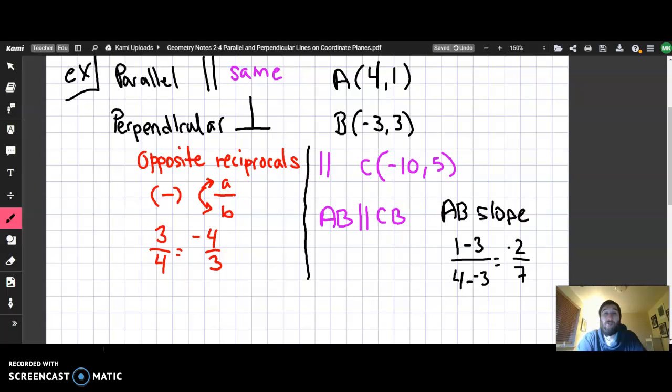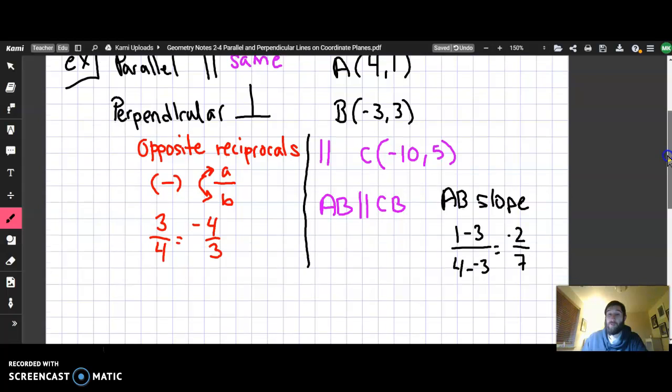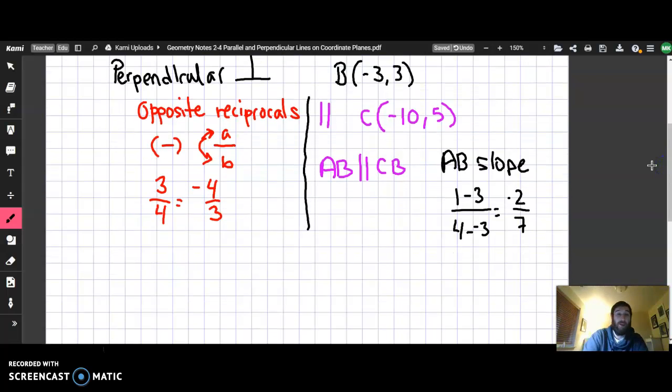If our lines are going to be parallel, then they have to have the same slope. So let's find the slope of CB. Let's find the change in y's over the change in x's. The change in y's is 3 minus 5. And the change in x's is negative 3 minus negative 10.